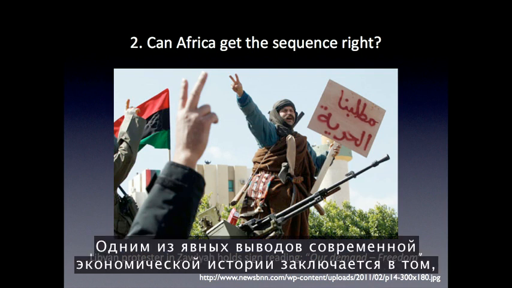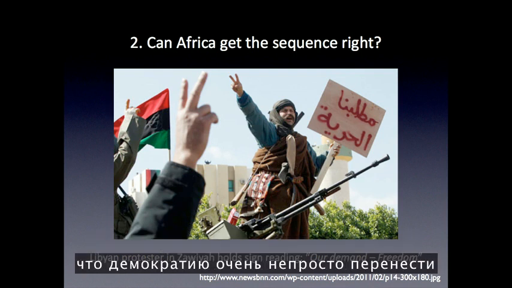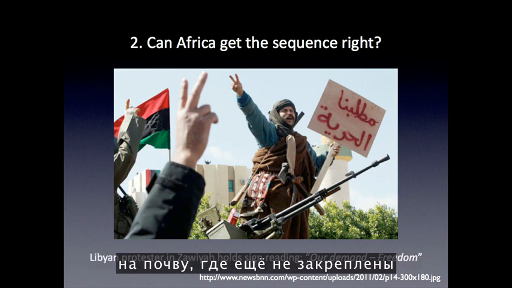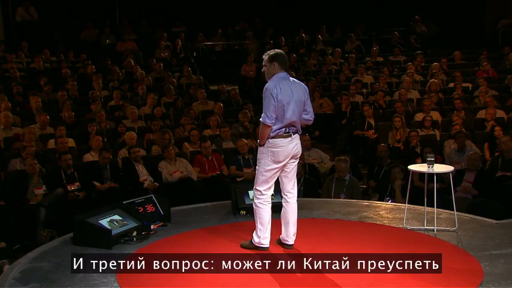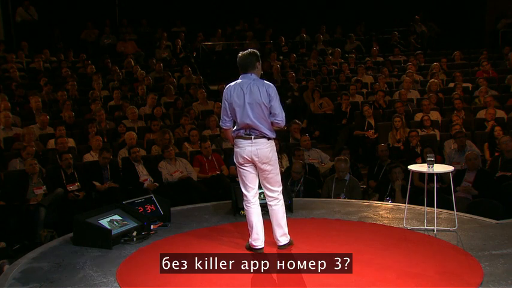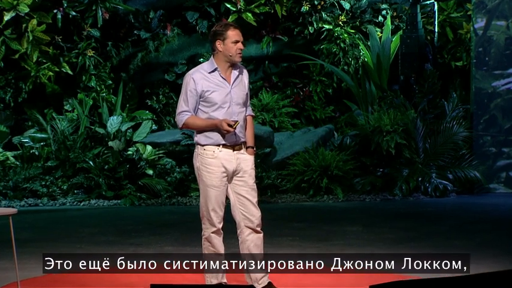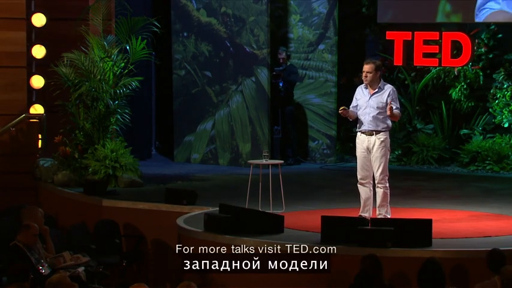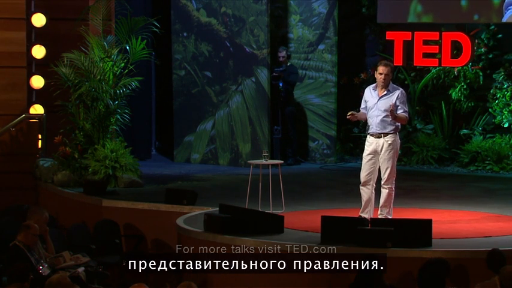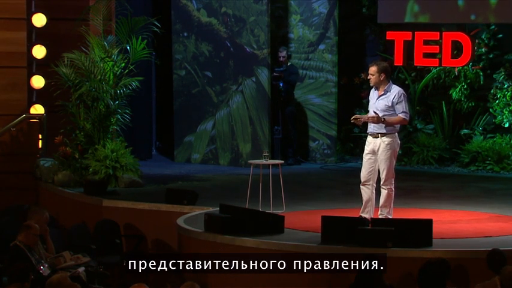One obvious implication of modern economic history is that it's quite hard to transition to democracy before you've established secure private property rights. Warning, that may not work. And third, can China do without killer app number 3? That's the one that John Locke systematized when he said that freedom was rooted in private property rights and the protection of law. That's the basis for the Western model of representative government.